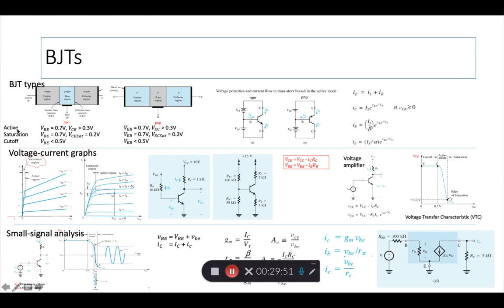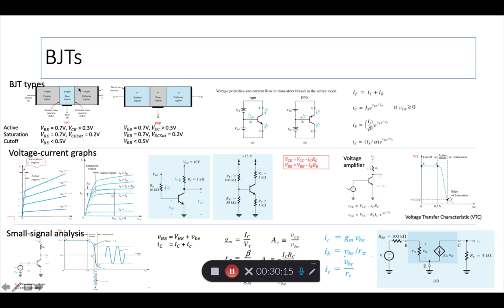Actually, for both active and saturation, the base-emitter junction has to be forward biased. That means VBE has to be at least 0.7 volts because this is a diode, right? And if you have 0.7, yep, it's properly forward biased. Cutoff is when that falls below 0.7, then the transistor is cut off.